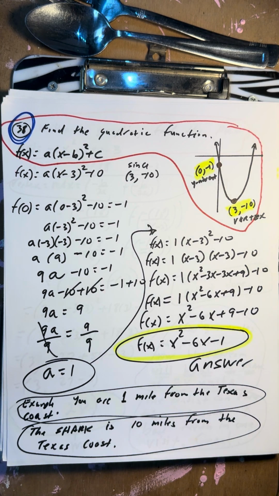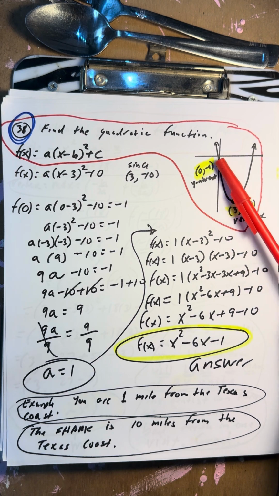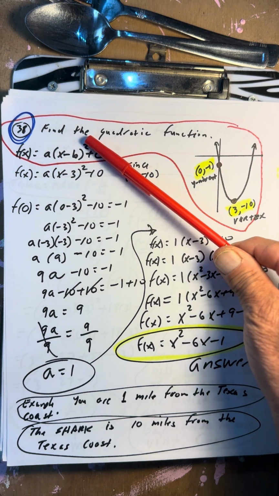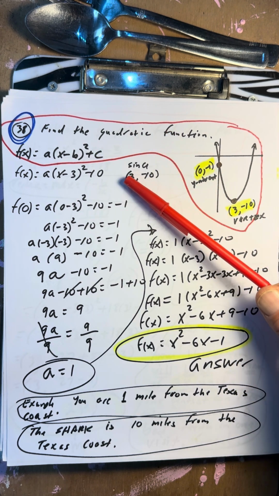Find the quadratic function. Okay, so we're given 0, negative 1 as a point, and we're given 3, negative 10 as a point. This is the vertex. So I'm going to set up this formula here: a(x minus h) squared plus k. I know that in 3, negative 10.